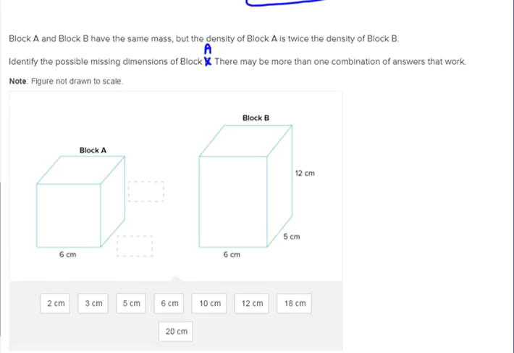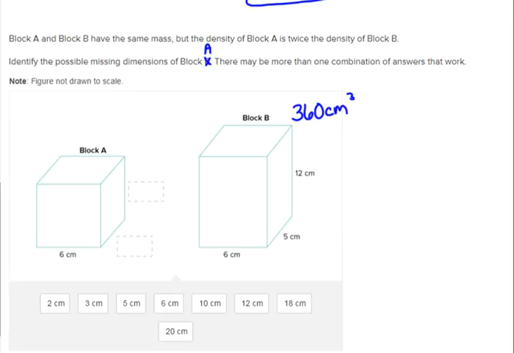So we can find the volume of block B. What shape is that? Look at your formula sheet. A rectangular prism. So we just multiply our length times our width times our height. 6 times 5 is 30. 30 times 12 gives us a volume of 360 cubic centimeters. We only have one dimension for the volume of block A. So let's go back to the problem and see what they're telling us.